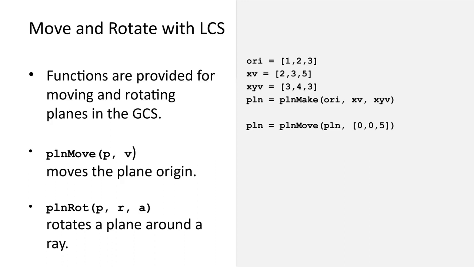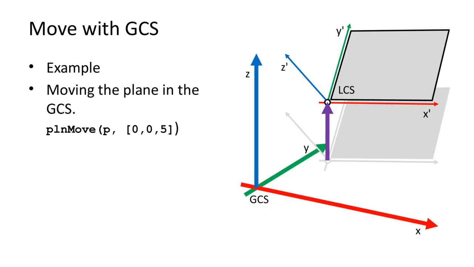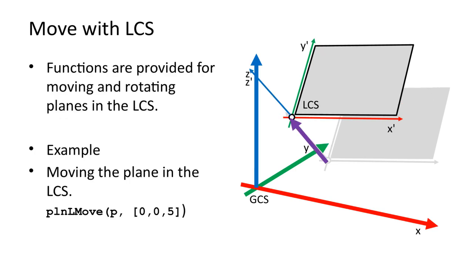With these functions, the planes are moved and rotated relative to the global coordinate system. Here we can see a plane being moved 5 units in the z direction relative to the global coordinate system. The plane can also be moved relative to the local coordinate system. Here, we can see the plane being moved 5 units in the z direction. But this time it is relative to the local coordinate system of the plane. This uses the plane local move function.